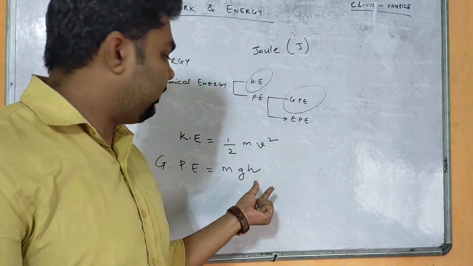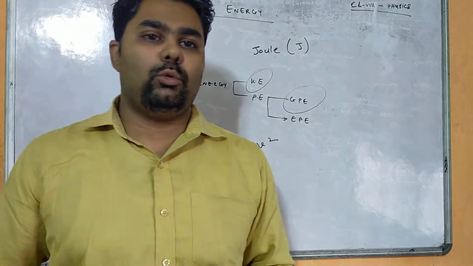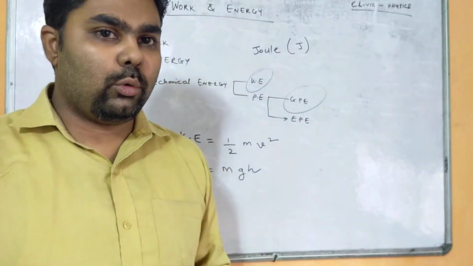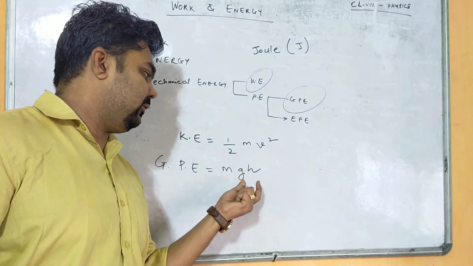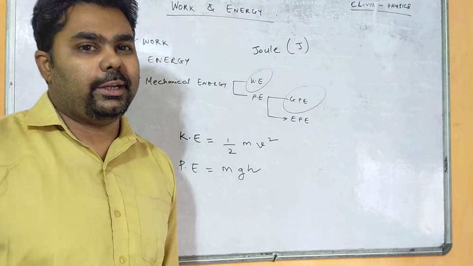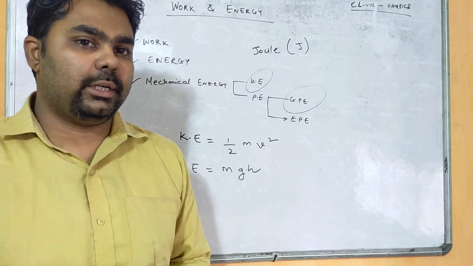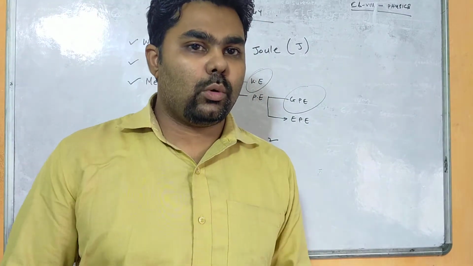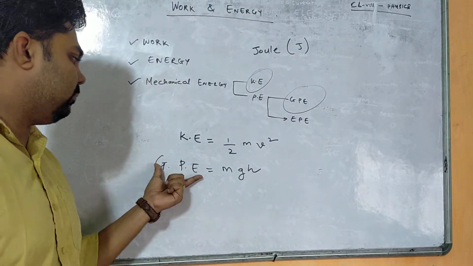And acceleration due to gravity: where there is less gravity you need to do less work, where you have more gravity you need to do more work. That means it depends upon acceleration due to gravity also, and it is related with height. The more height you take that bucket of water, the more work you have to do and more energy is required for that. That is gravitational potential energy.